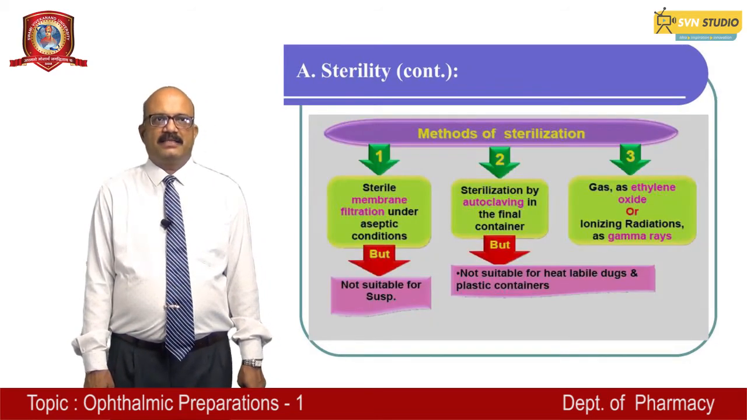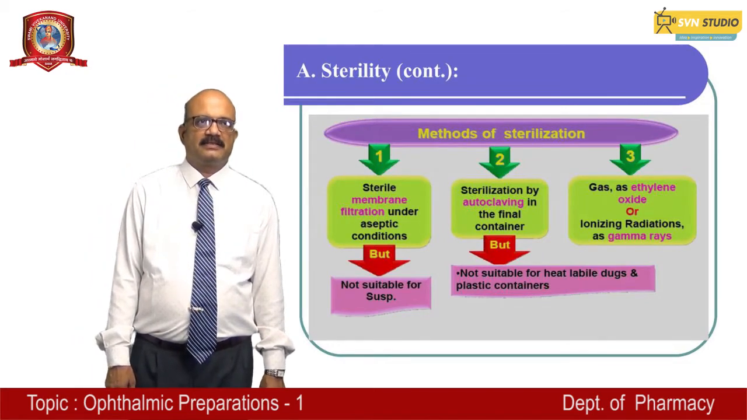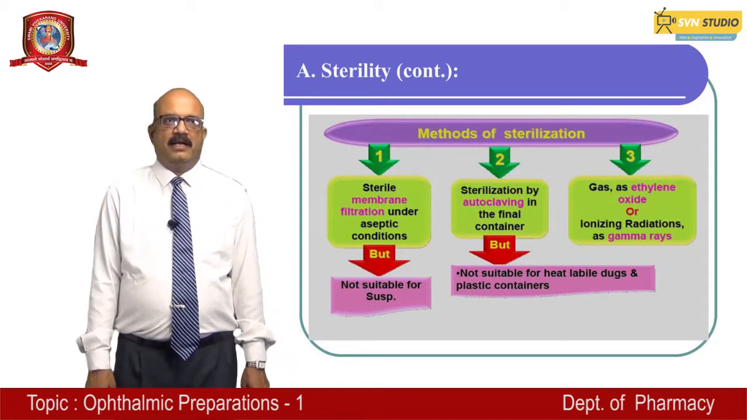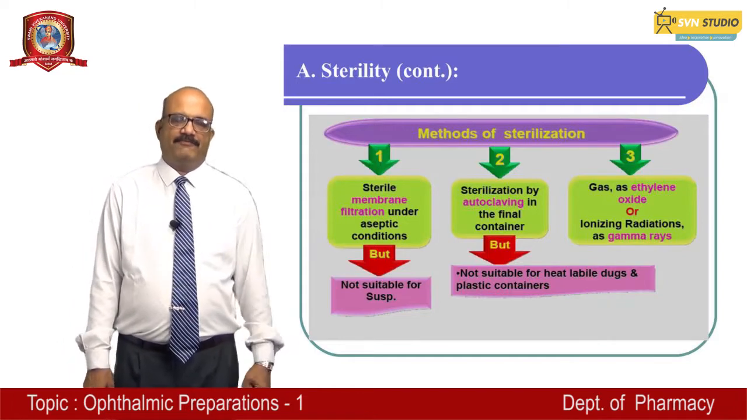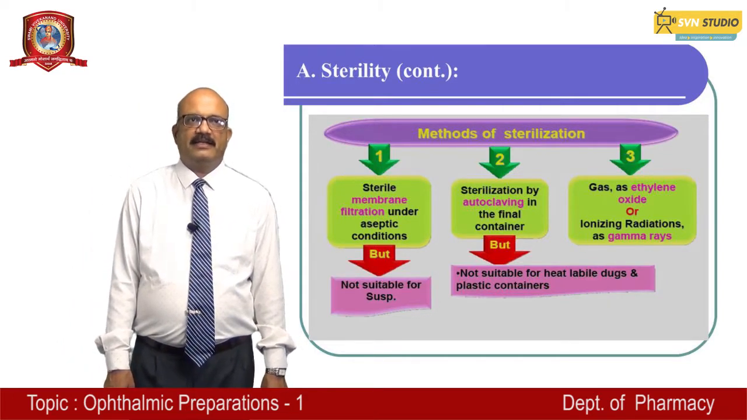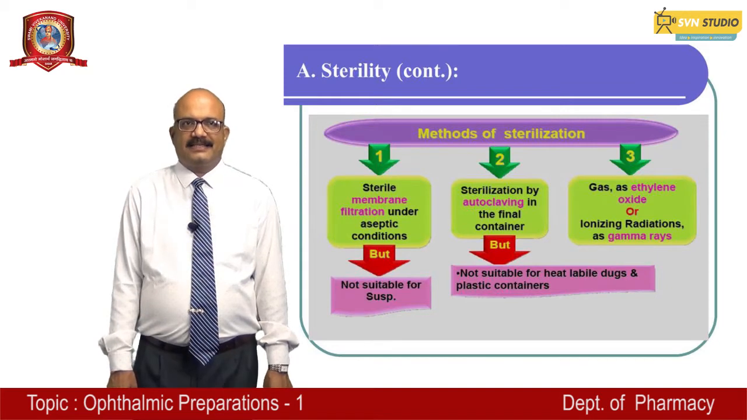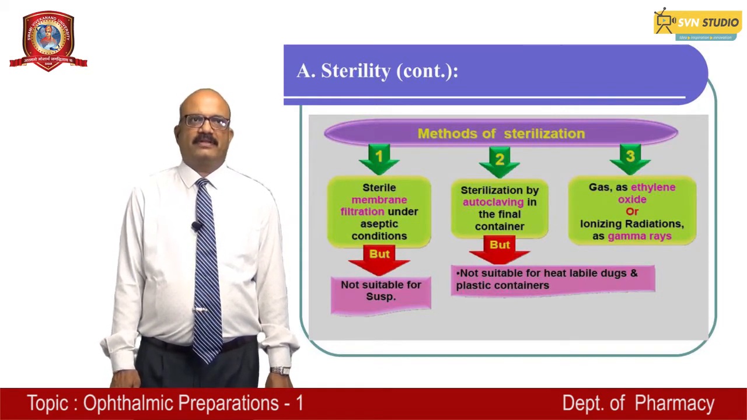Here you can see the methods of sterilization: sterile membrane filtration under aseptic conditions, but not suitable for suspensions, as the suspension may leave the drug particles retained on that membrane. Sterilization by autoclaving in the final container, but it is not suitable for heat labile drugs and plastic containers. Gas such as ethylene oxide or ionizing radiation such as gamma rays, we can go for that.